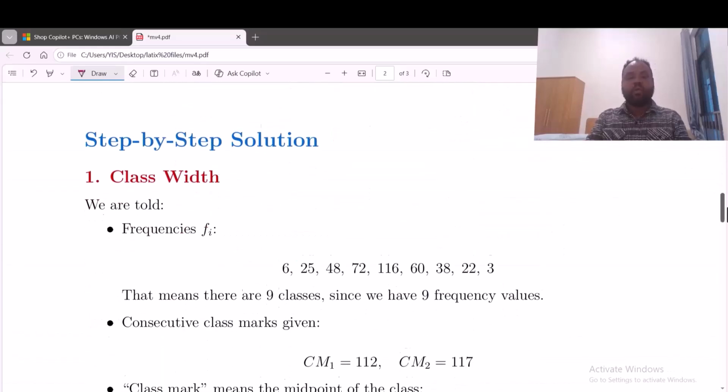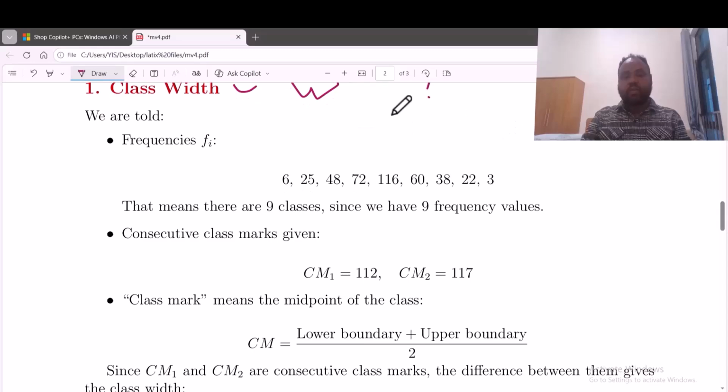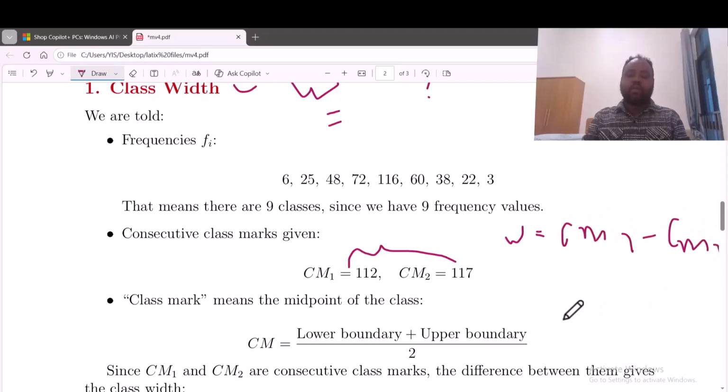So the first step is to find the class width, denoted by W. Class width is the difference between the class limits of a class plus 1, or the difference between the upper class boundary and the lower class boundary of a given class. Or the other way, the class width is the difference between two consecutive class marks. To obtain the class width, these two are enough: class mark 2 minus class mark 1. So W is 5.